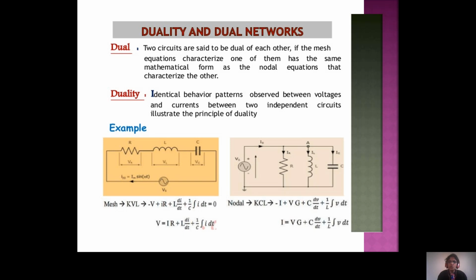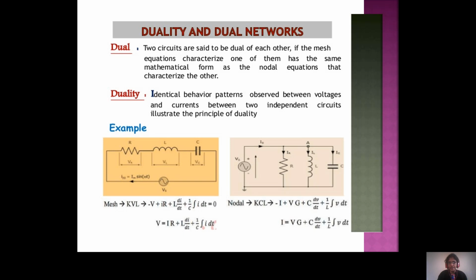That means any two networks are said to be dual networks of each other if the mesh equations of a given network are the same as the node equations of the other network. That means similarity conditions. The duality of networks is based upon Kirchhoff's voltage law and Kirchhoff's current law.